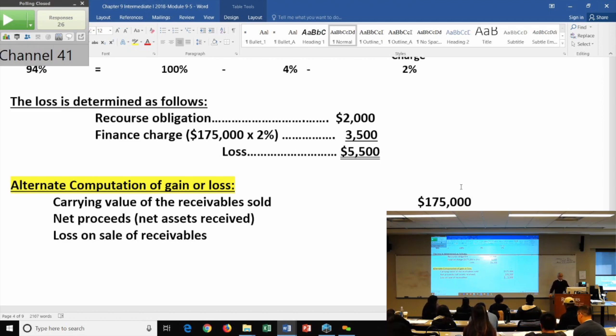All right, other questions before we do the entry? Could you use that as your journal entry? No, that's not an entry. We have to put it in debits and credits. That's the calculation. Once we make the calculation, now we can do the entry.